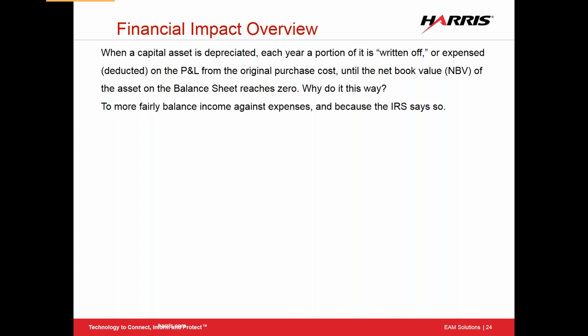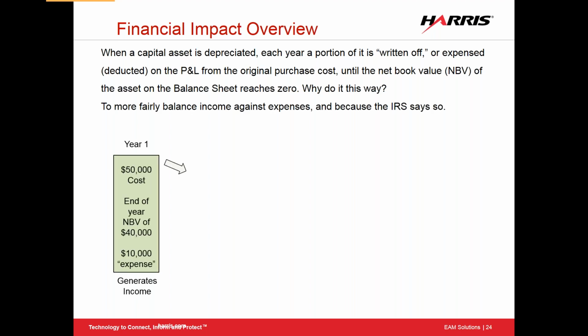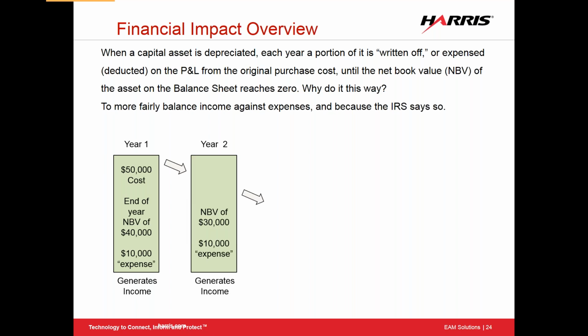Why do we do what we do in terms of capitalization and writing off stuff? Okay, quick illustration here. We buy a $50,000 item in year one. By the end of the year, we're going to write off $10,000 in expense. It's generating income. Year two, we've written off another $10,000. So after 24 months, our net book value is $30,000 on that $50,000 item.